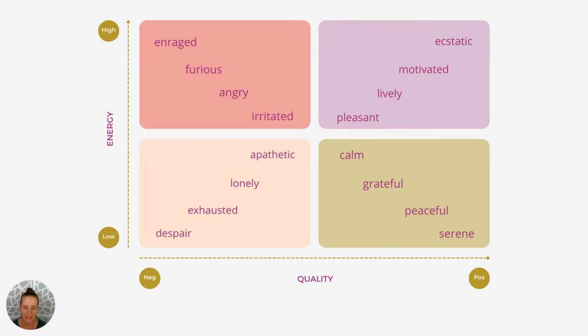And then let's look at the negative versus the positive side. The positive low energy is feeling that sense of sereneness. You're feeling more peaceful, grateful, calm. That's the more low energy on the positive side. And then the high energy positive side is ecstatic, motivated, lively. So this is a great way to sort of determine where you're at.